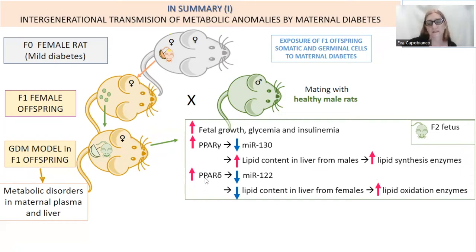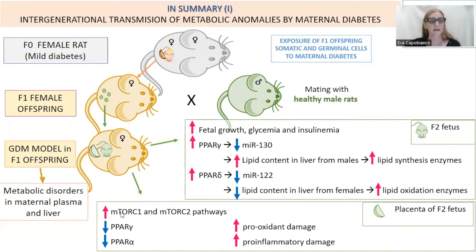We also observed an increase in PPAR delta, probably related to a decrease in the levels of miR-122 that could be leading to the reduced content in the liver from females and related to the increase in the expression of lipid oxidation enzymes. When we studied the placenta, we observed an increase in the pathways of mTOR1 and mTOR2 that could be related with the increase in fetal growth. And we also observed decreases in the expression of PPAR gamma and PPAR alpha that are related with this increase in the pro-oxidant and pro-inflammatory damage observed.